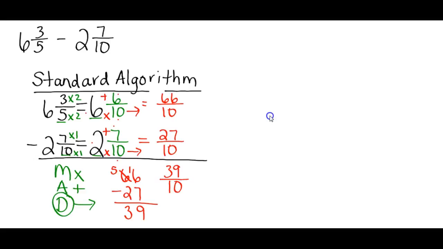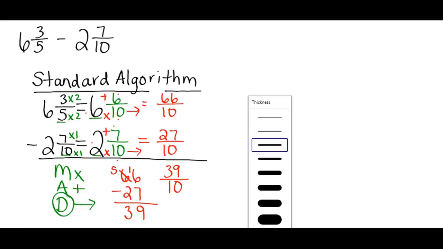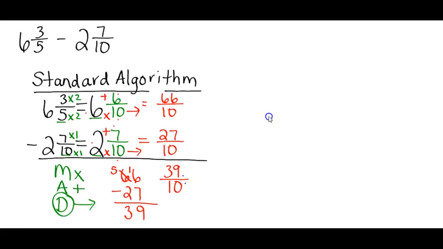I cannot leave this as an improper fraction. So what I need to do is convert it to a mixed number, and I do that by dividing. Again, if you're having a hard time being able to do that using mental math, you can say 39 divided by 10, which is basically what an improper fraction is. 10 goes into 39 3 times. 3 times 10 is 30. I subtract and have 9 left over.